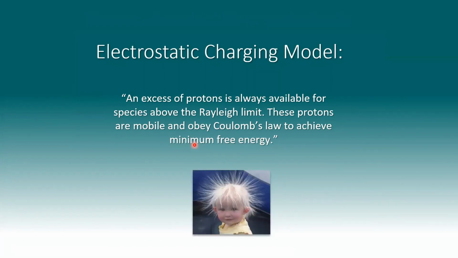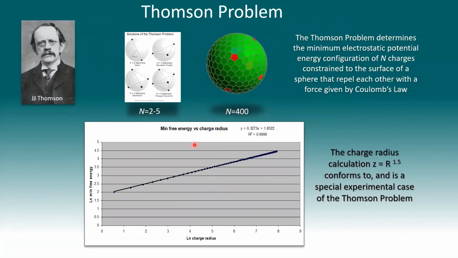So it's a very simple model, and this is exactly what's happening in this picture here. Protons are mobile, the electrons are mobile, and they are obeying Coulomb's law to achieve minimum free energy. So our model conforms to the Thompson problem. The Thompson problem determines the minimum electrostatic potential for a fixed number of charges constrained on the surface of a sphere. And they will repel each other with a force given by Coulomb's law.